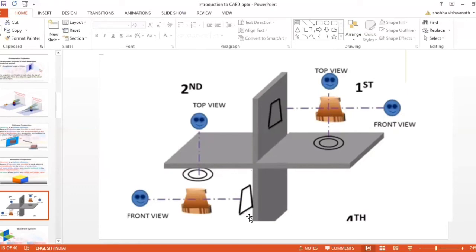Imagine this will be a transparent glass. You will have four different quadrants. This you can call the first quadrant. In the first quadrant, the observer will always be on only one side and will see the object. What we see as the front view will be projected onto this plane. You can call it the vertical plane.